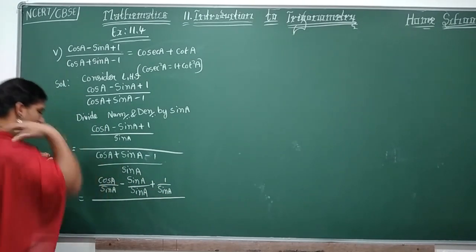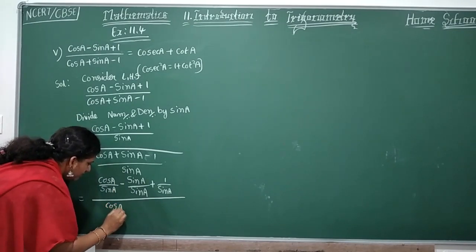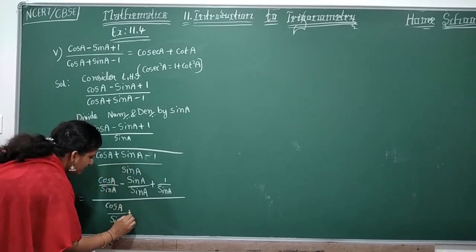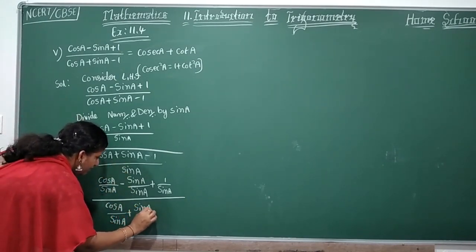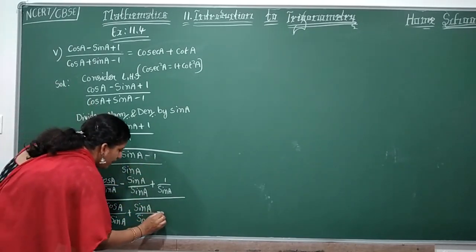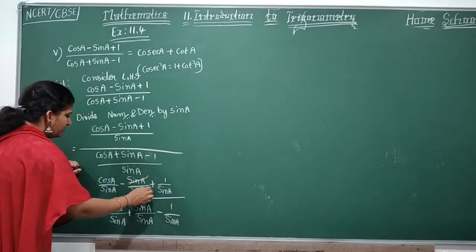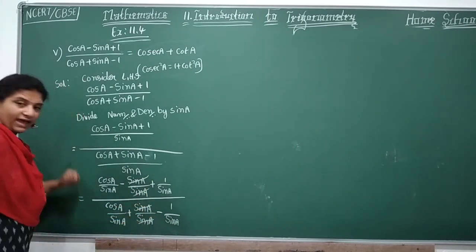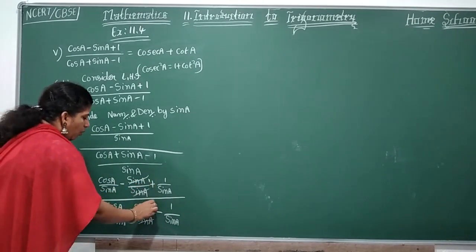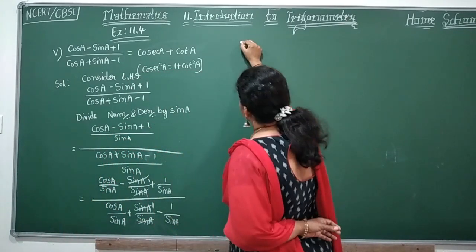Okay, again split your sign here. What is that? Cos A by sin A plus sin A by sin A, and what you have here, minus 1 by sin A. So now sin A will be cancelled. But don't forget this term. You should remember here 1. Okay, so now, let's write.